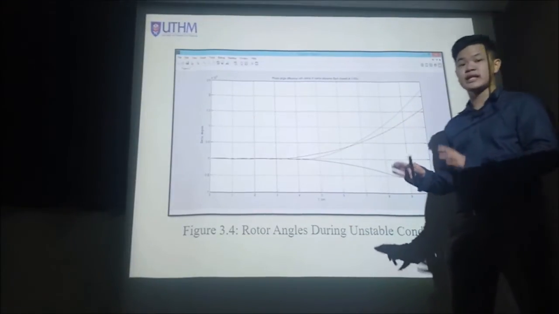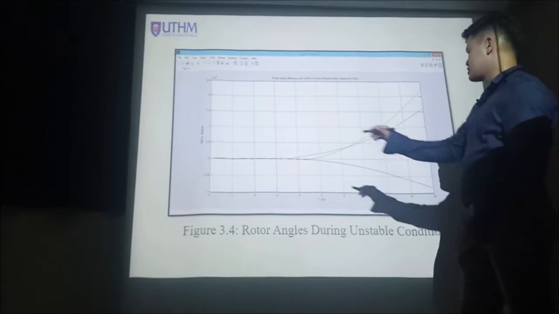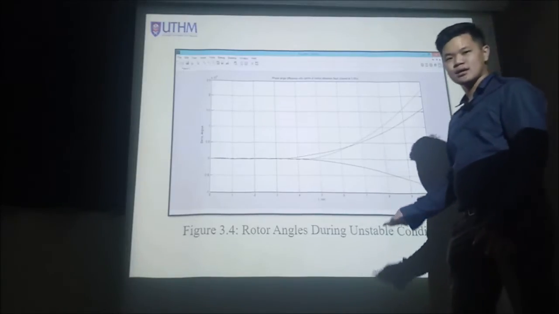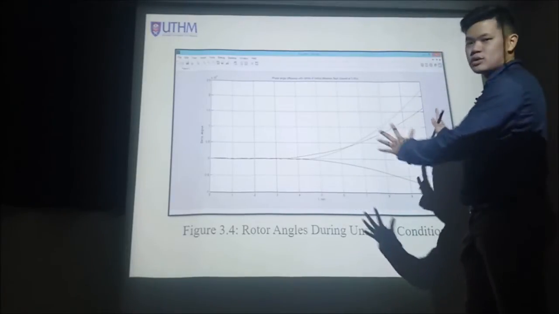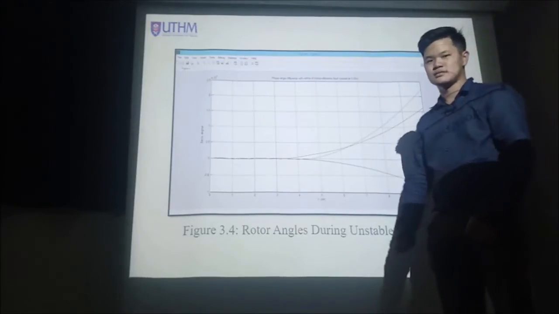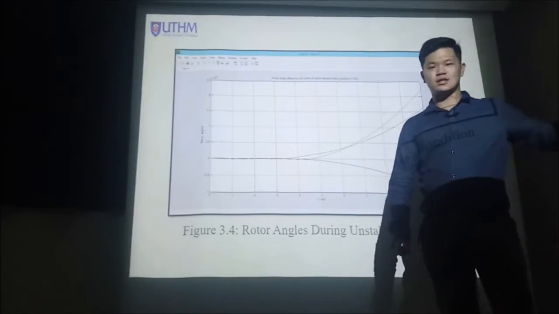Next. Now, this graph depicts the rotor angles during a totally unstable condition, meaning it's totally up. As you can see, all the rotor angles go their own way. So in this situation, this is called unstable condition. Thank you. Now I'm going to let the next presenter, Mr. Liu Xiaoping, present.